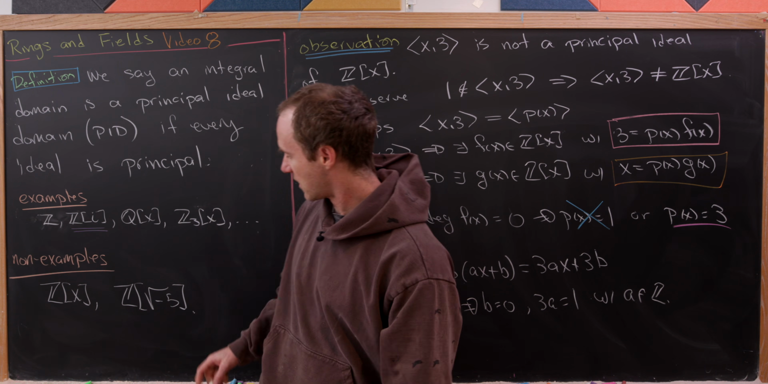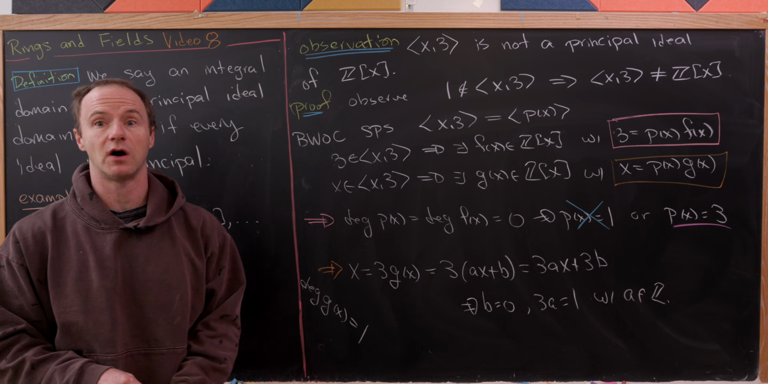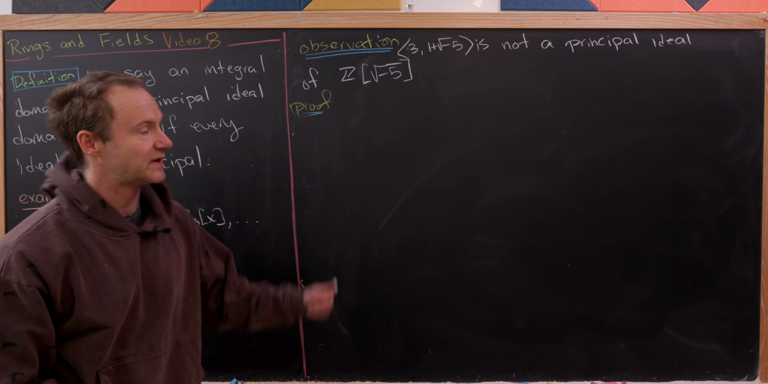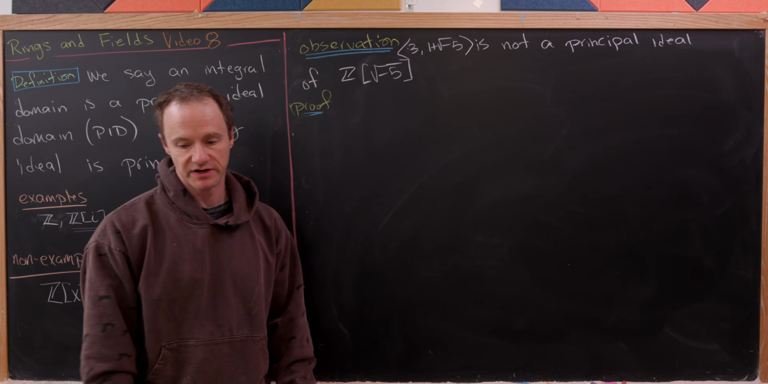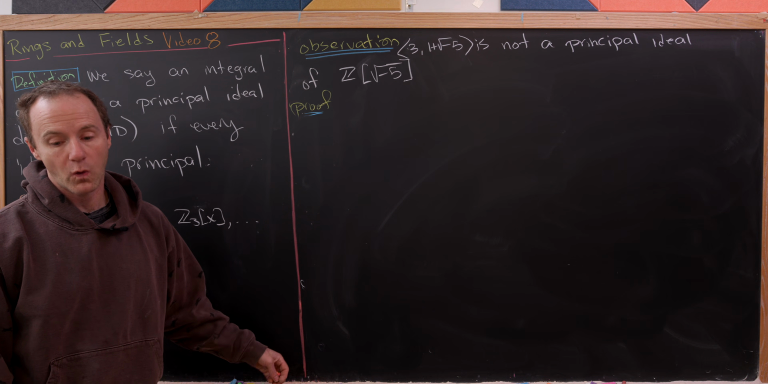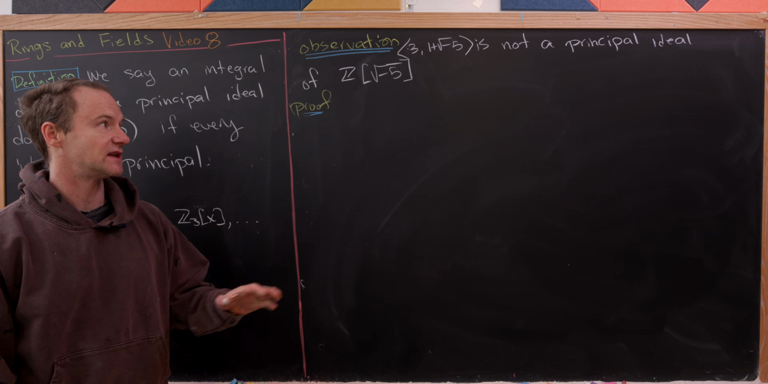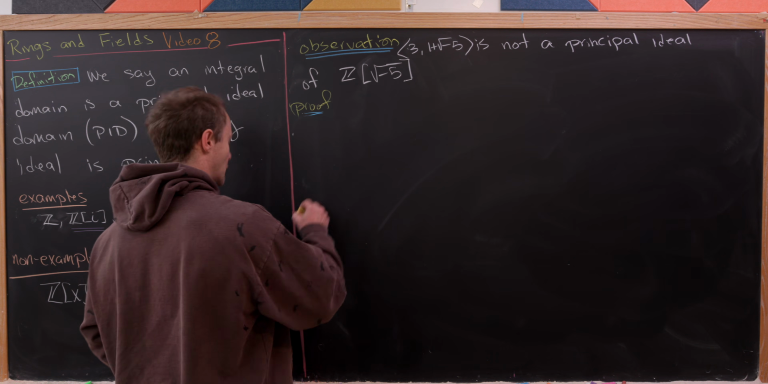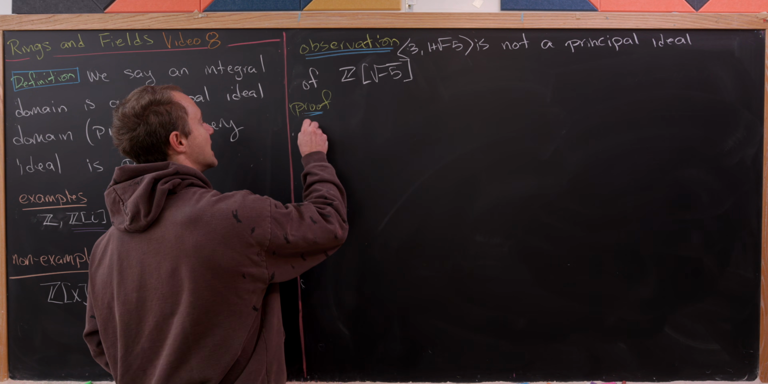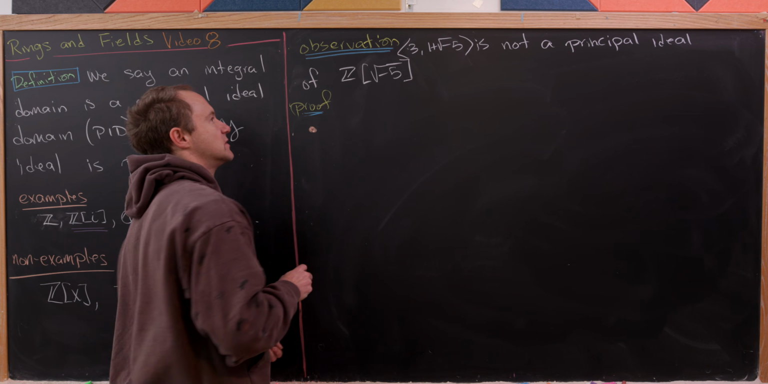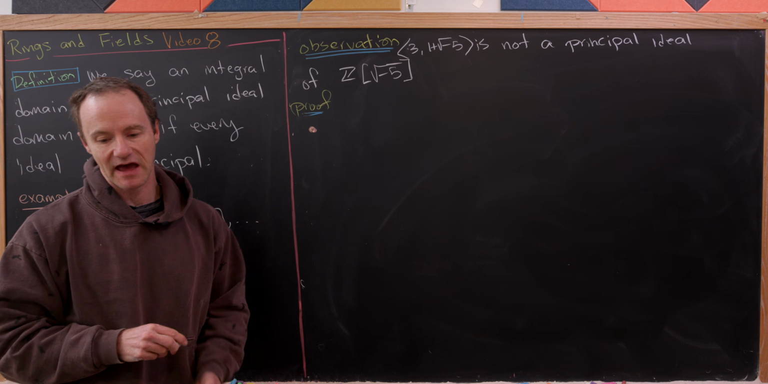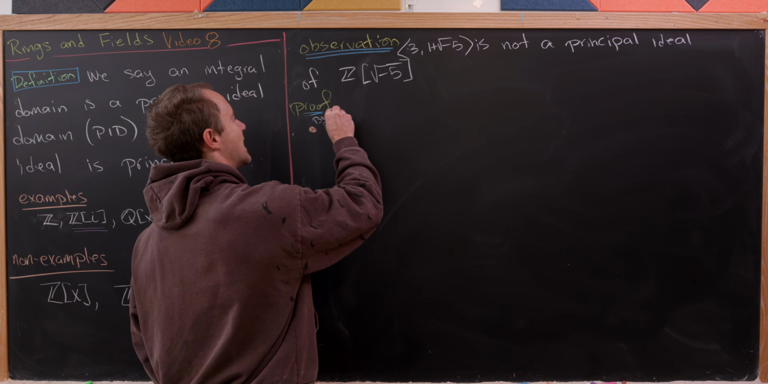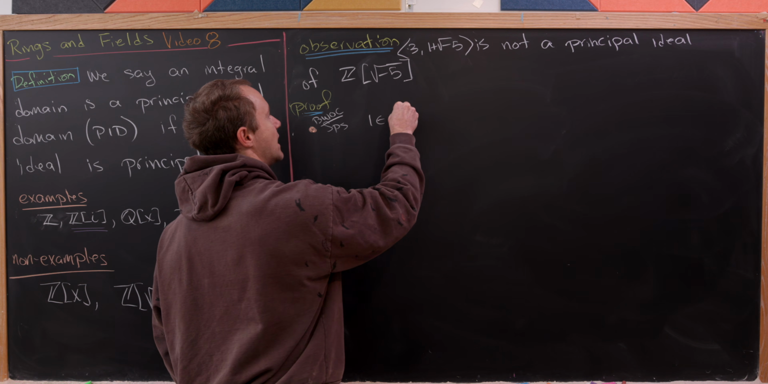Now let's finish everything off by showing that Z adjoin the square root of minus 5 is also not a PID. So we'll show that Z adjoin the square root of minus 5 is not a PID by showing that the ideal generated by 3 and 1 plus root minus 5 is not a principal ideal. So how can we do that? Well, first, we'll show that 1 is not an element of this ideal, which tells us that this ideal is not everything.